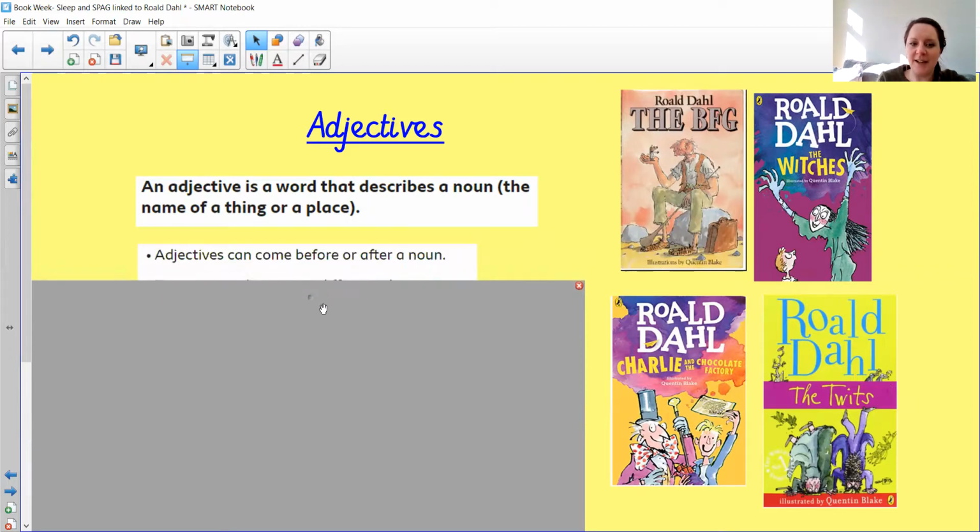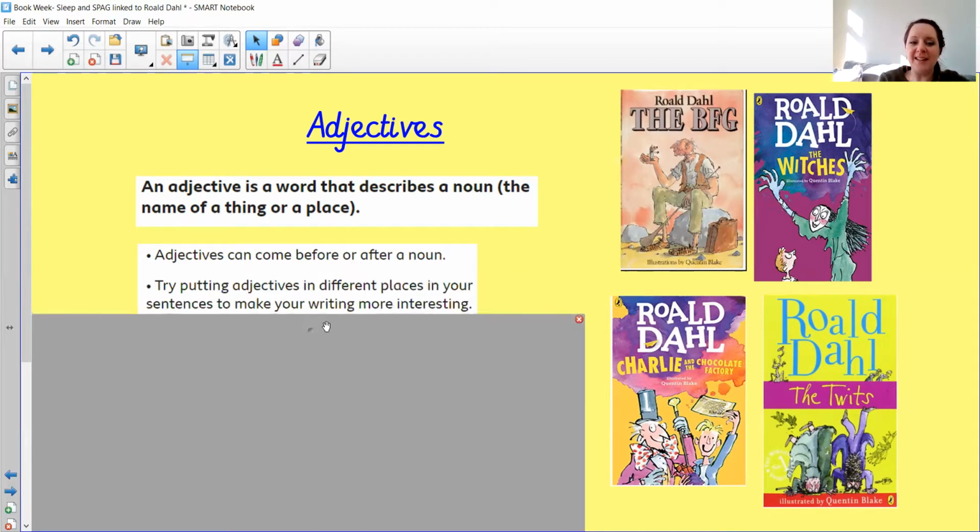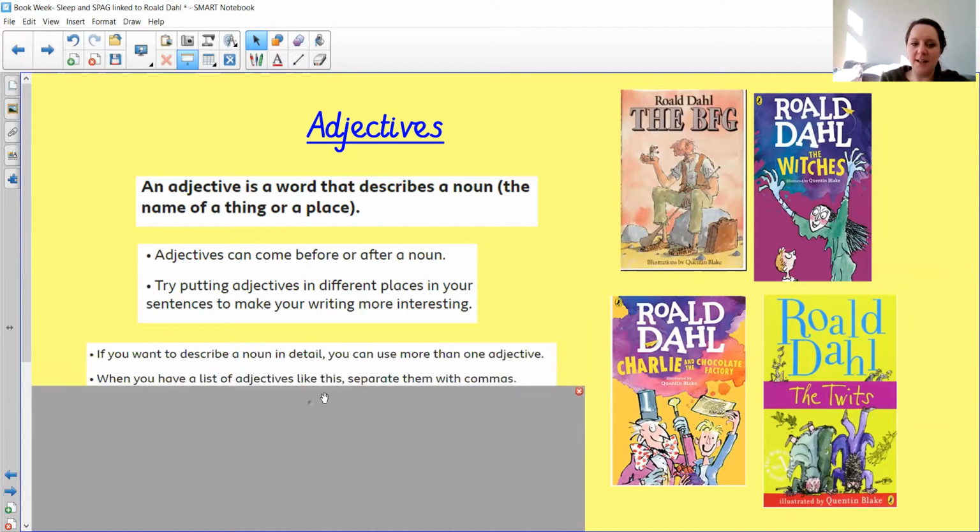You might have said adjectives can come before the noun or after the noun. So if you were talking about someone's sandwiches, you could say he ate some delicious sandwiches. Or you could say he ate some sandwiches and they tasted delicious. So they can come before or after the noun, being my sandwiches. You might say that it's really important that we put adjectives in different places. It makes our writing more exciting. You might have said that if you want to describe a noun in detail, you can use an adjective. It makes it more exciting.